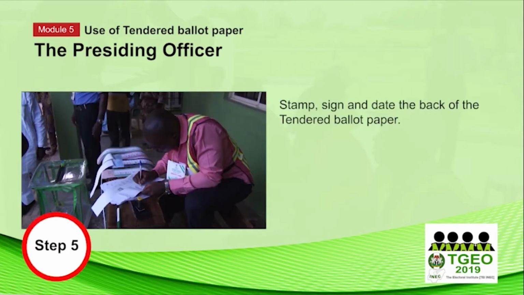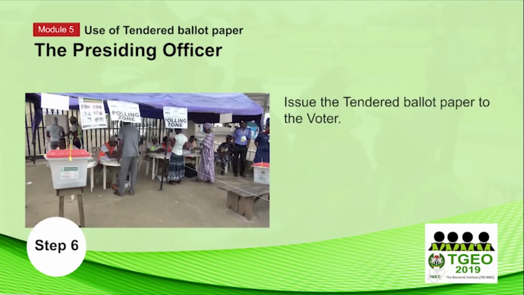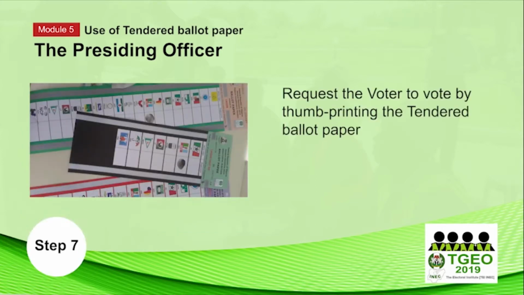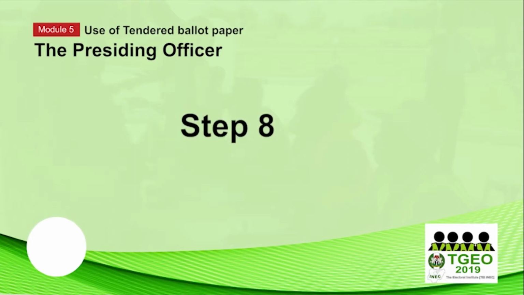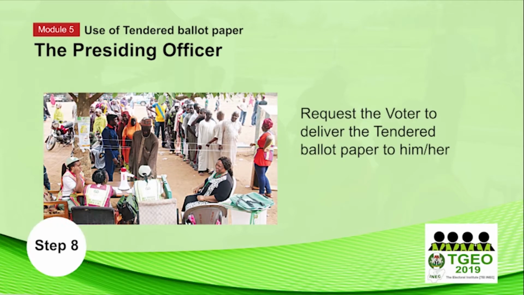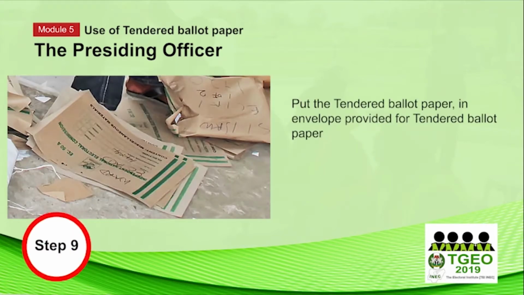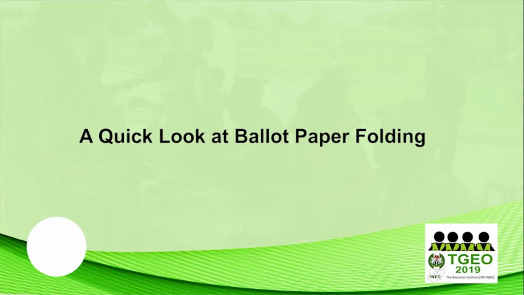Stamp, sign, and date the back of the tendered ballot paper. Step 6. Issue the tendered ballot paper to the voter. Step 7. Request the voter to vote by thumb printing the tendered ballot paper. Step 8. Request the voter to deliver the tendered ballot paper to him or her. Step 9. Put the tendered ballot paper in the envelope provided for tendered ballot paper. Quick look at ballot paper folding.